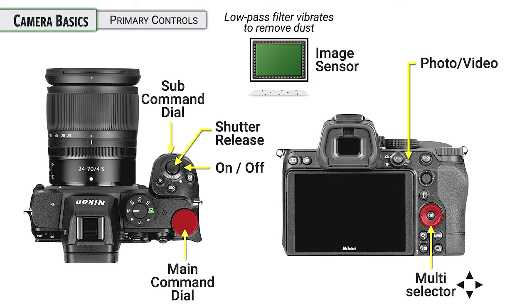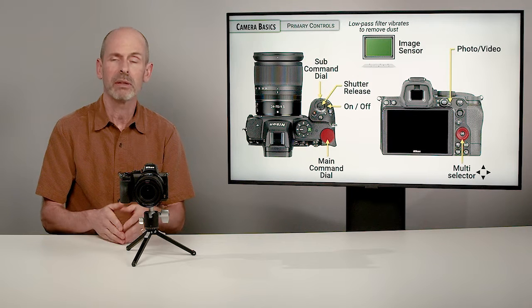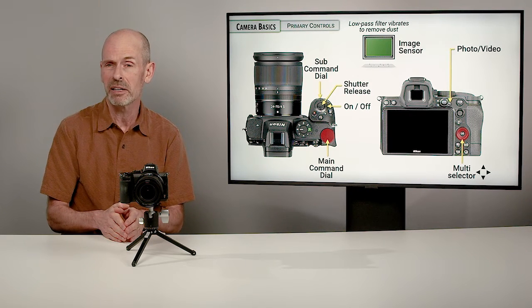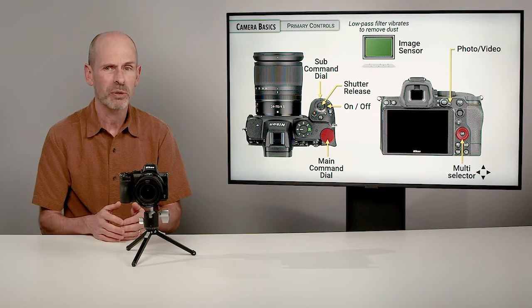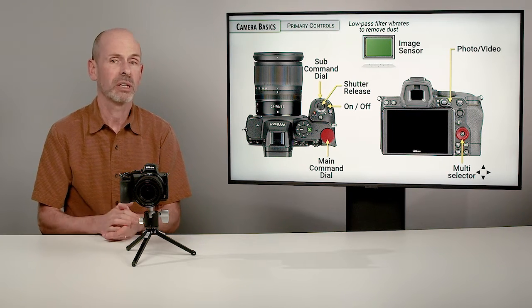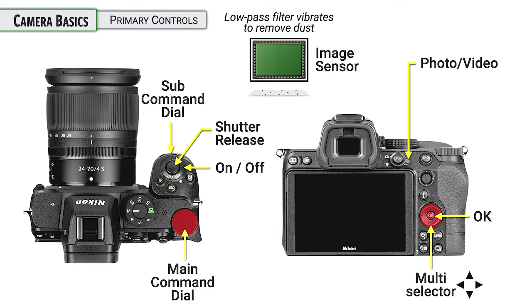Now on the back of the camera, there is an up, down, left, right controller that is called the multi-selector. This is going to be used for a variety of purposes. You'll be navigating through the menu system with it, and there are a couple different menus in there for that. You can move focusing points around with it, and it's going to be used in a lot of different ways. So get very used to that one.